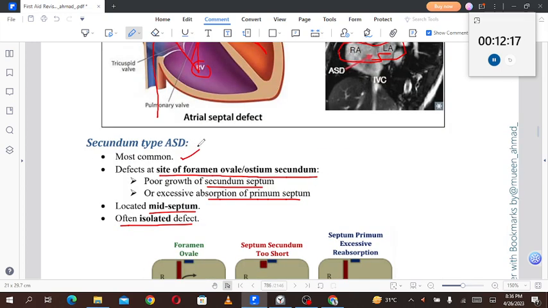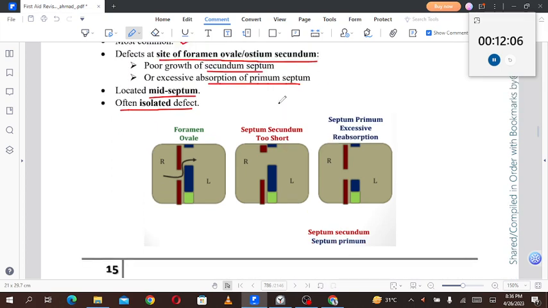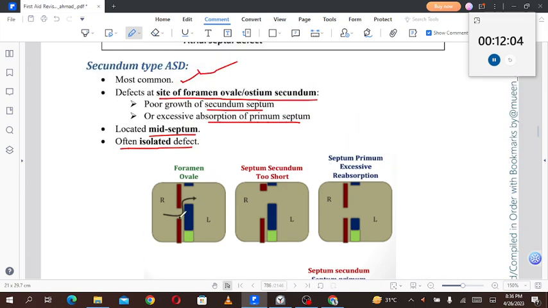It is septum secundum type of ASD, in which the problem is with the septum secundum, and that is most common, and defect at the site of foramen ovale ostium secundum. Okay, so here you can see the septum secundum type of ASD. This is the normal configuration with the patent foramen ovale. Foramen ovale is present between the septum secundum and the septum primum. It communicates with the foramen secundum like this.